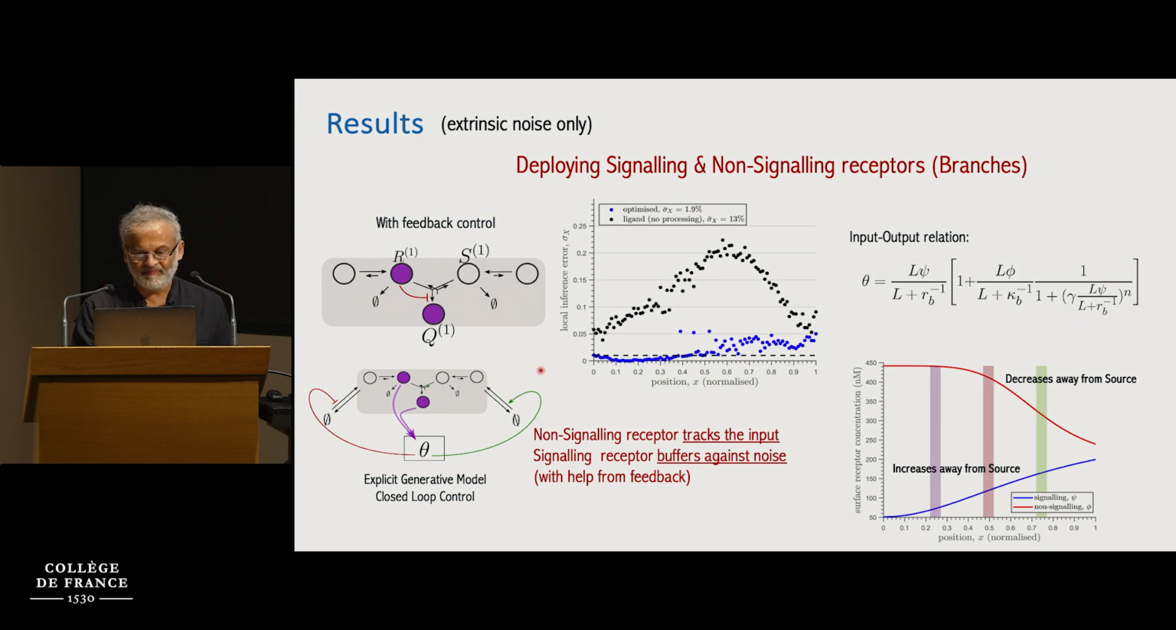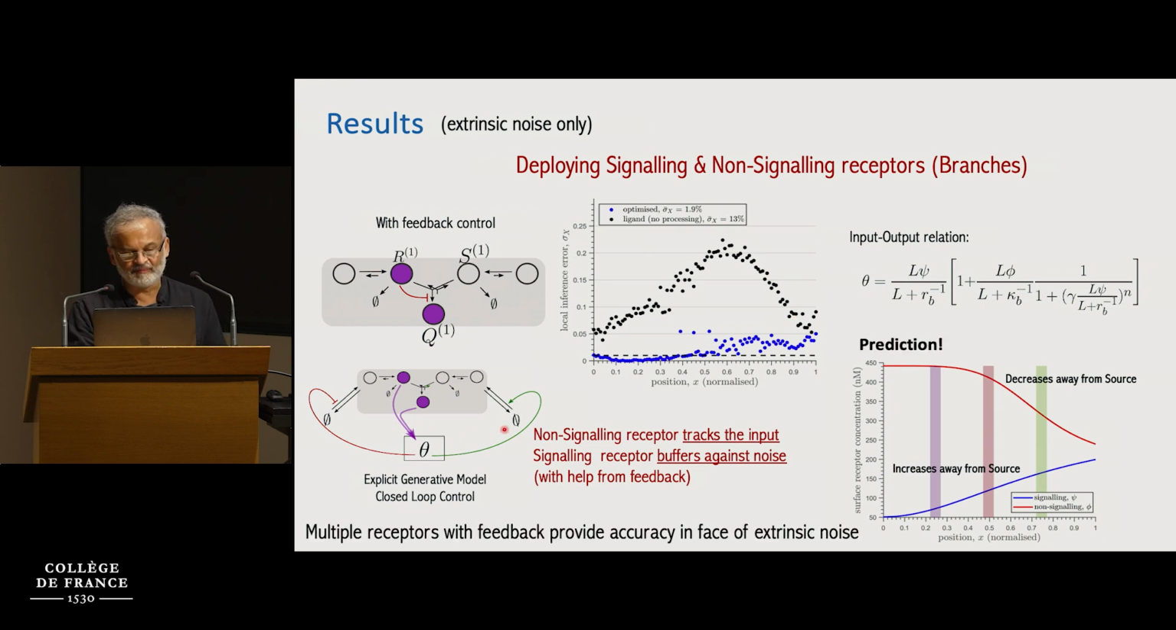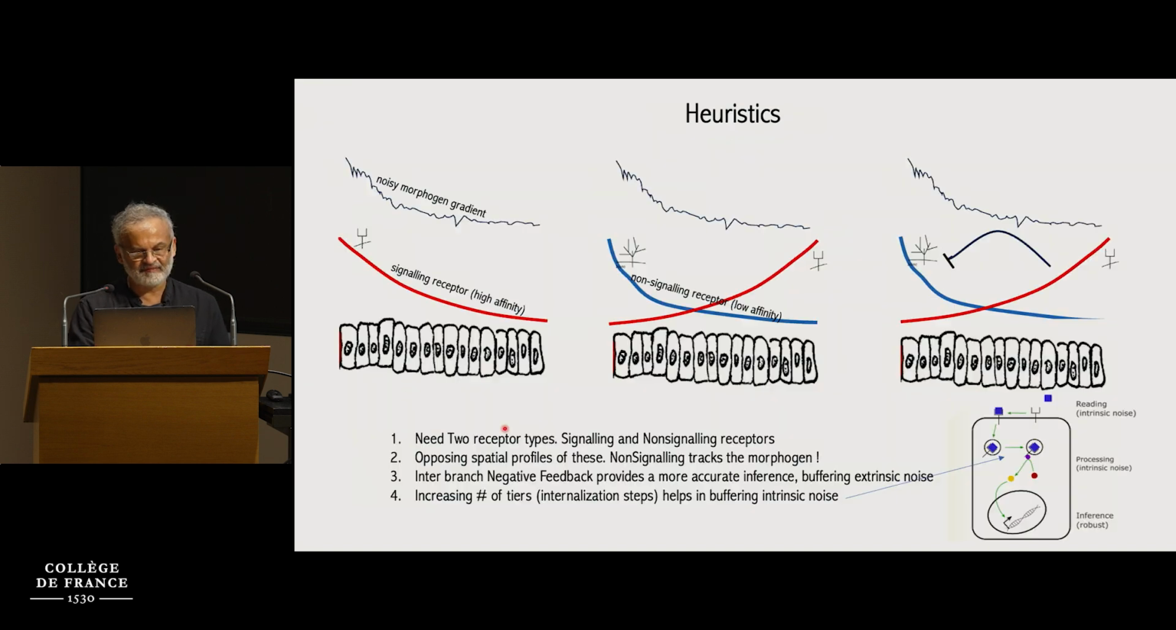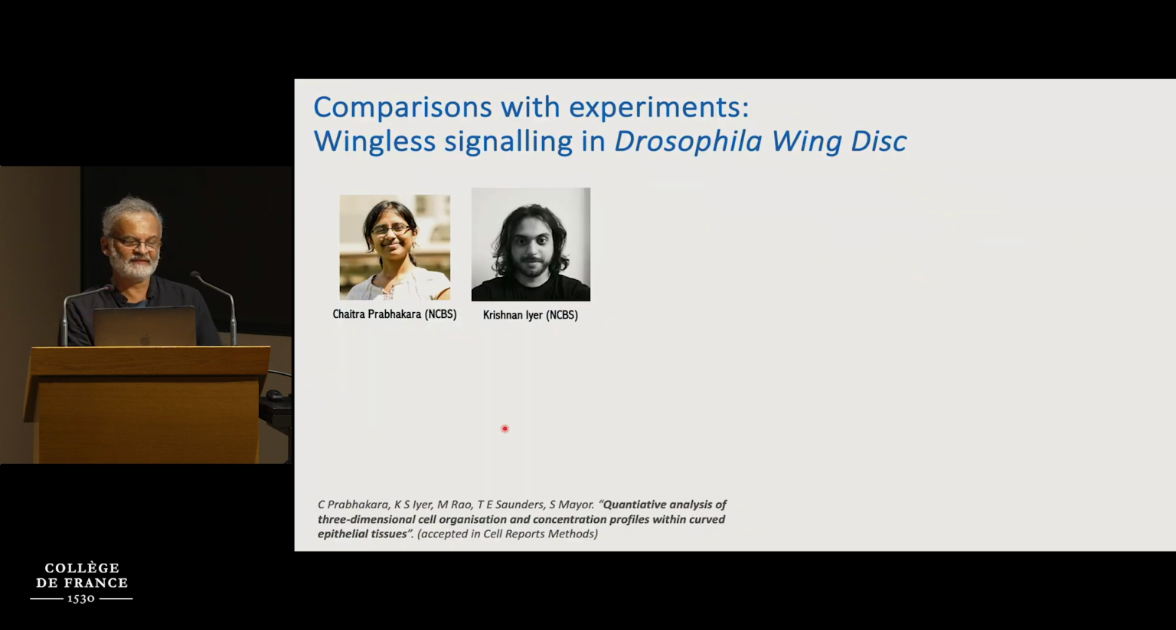Now, the other important thing is that this leads to a prediction which can be experimentally tested. I'll skip the intrinsic noise for lack of time, but I'll now ask: how does this compare with experiments? These experiments were done by Chaitra, who was a student in Jitu Mayer's group.